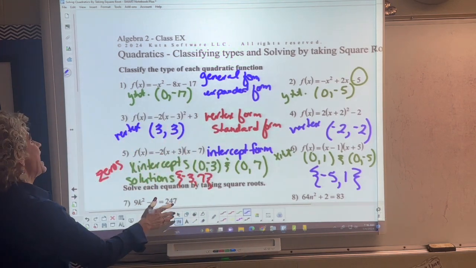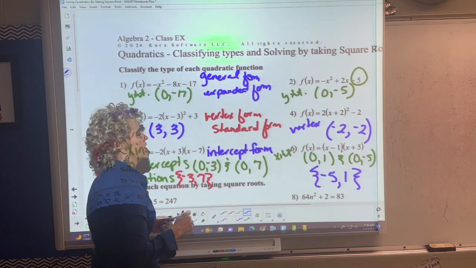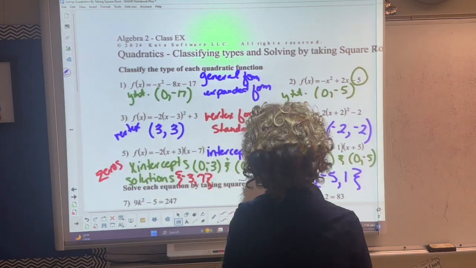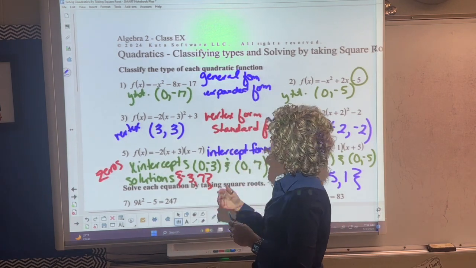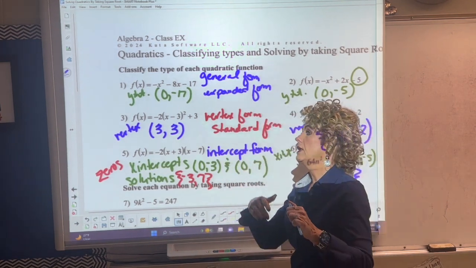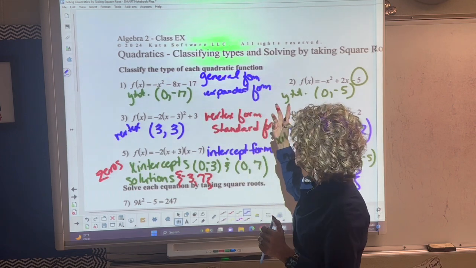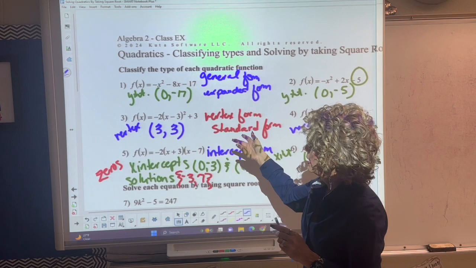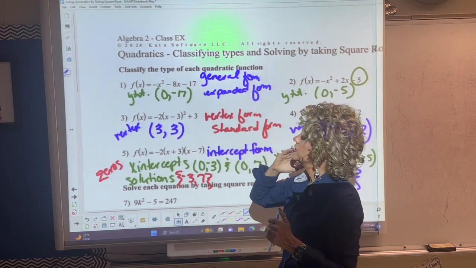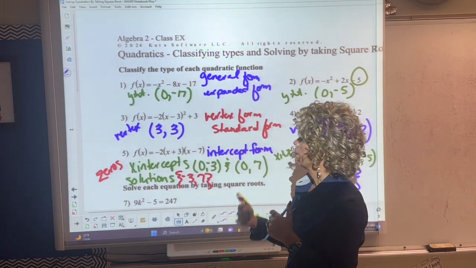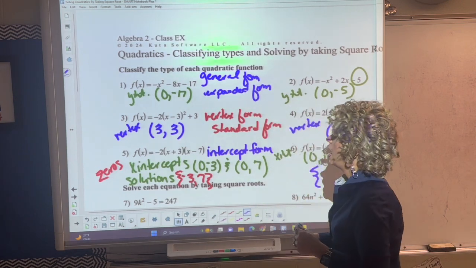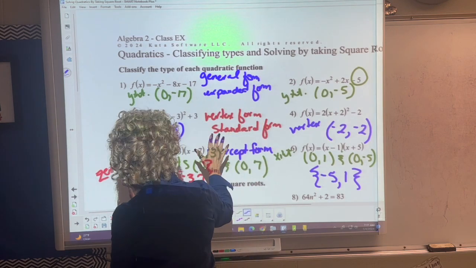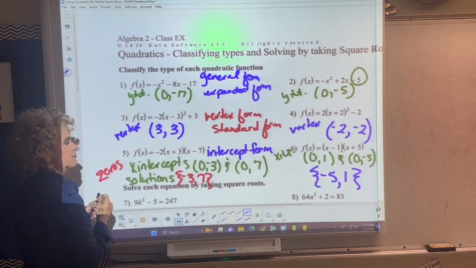And you're going to be asked to classify quadratic functions. You may be asked, what's the vertex of this one? What's the y-intercept of that one? Or it may be classify each quadratic function. If it's in expanded form, then tell me the y-intercept. If it's in intercept form, tell me my solutions. I might say that. If it's in vertex form, please state the vertex. So all of these things can be asked.